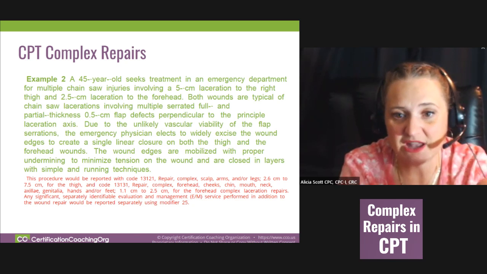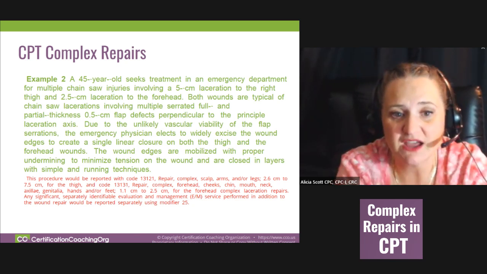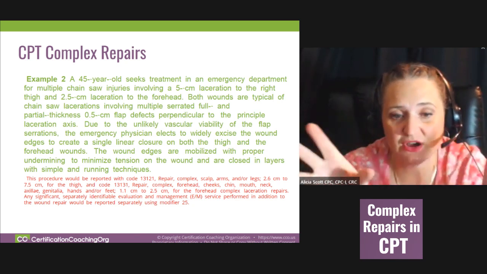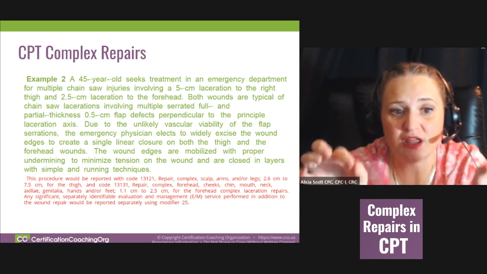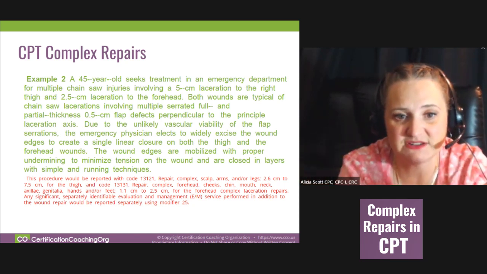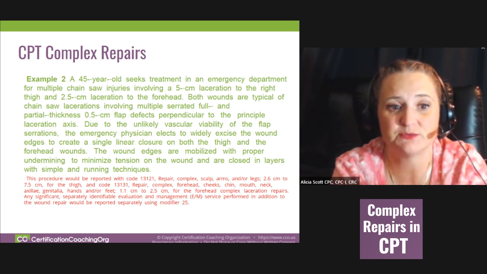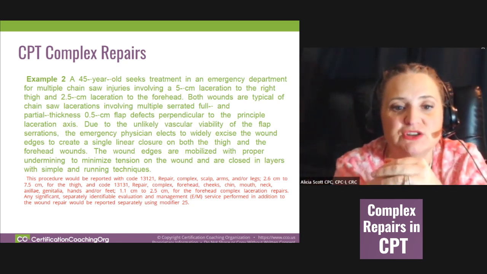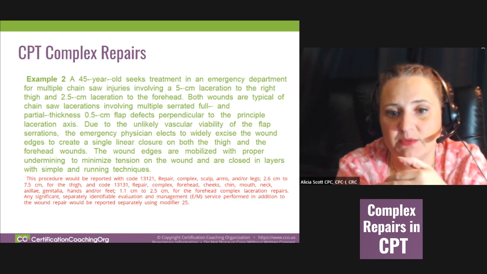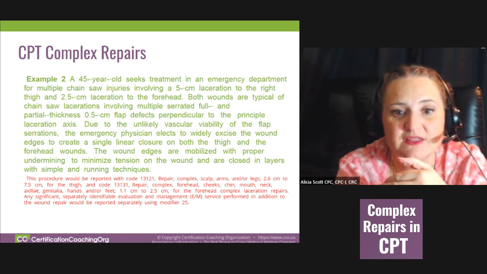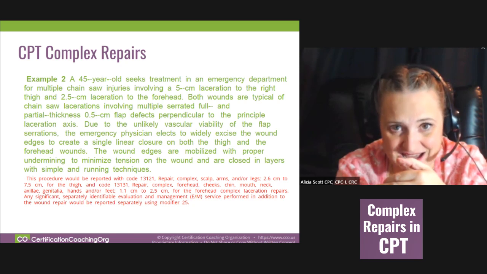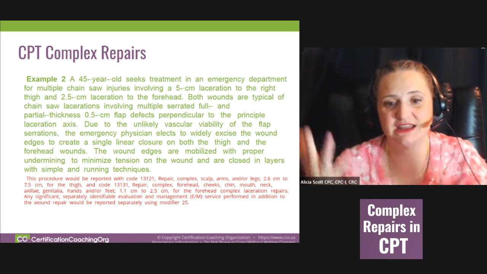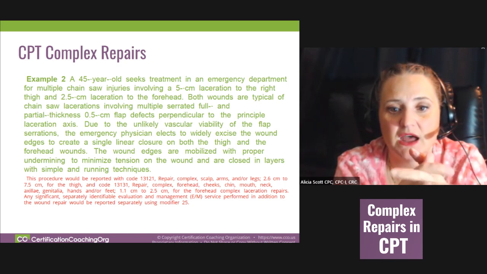So we have a 5 centimeter laceration to the right thigh and a 2.5 centimeter laceration to the forehead. Both wounds are typical of a chainsaw, meaning multiple serrated, full and partial thickness. You've got a 0.5 centimeter flap defect perpendicular to the principal laceration axis. So we're going all over the place. Due to the unlikely vascular viability of the flap, they decide to widely excise. Ding, ding, ding. They're going to cut all that tissue because it's just going to die. It's been chewed up.